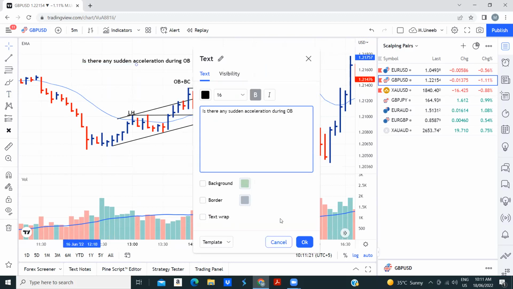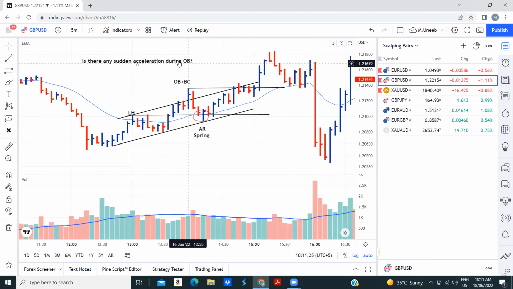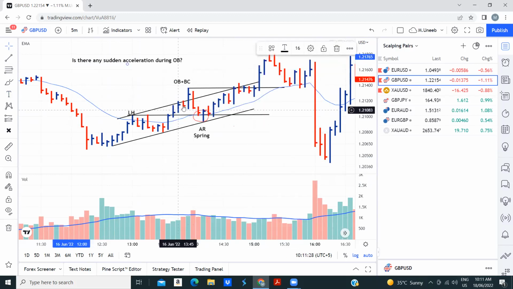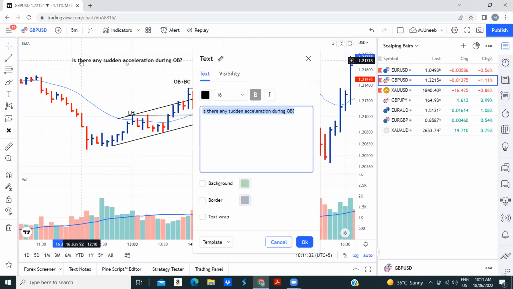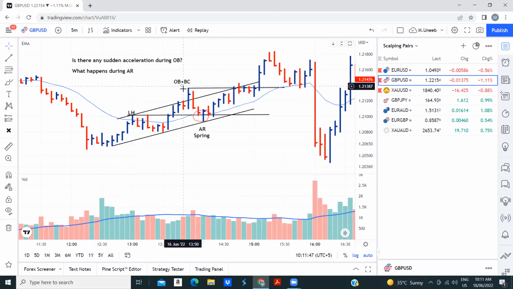Can you tell me? Yes or no? Very consistent move, no sudden acceleration, right? Yeah. Second question you need to ask: what happens during AR? The AR forms a spring, increased volume, right?